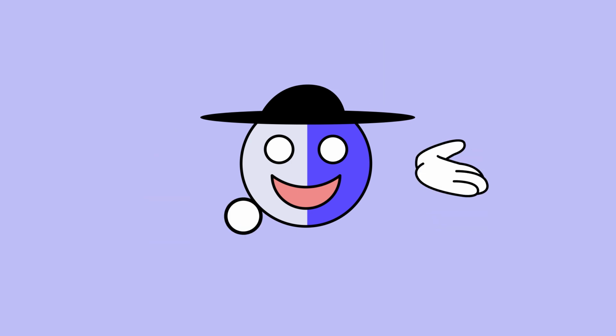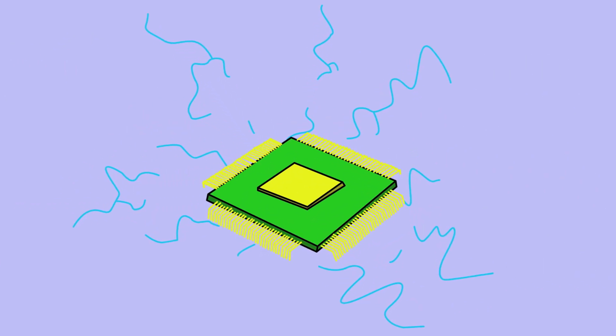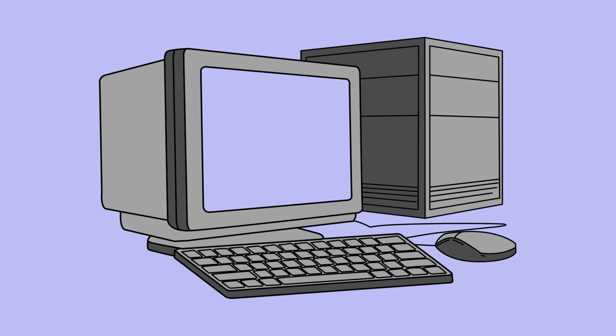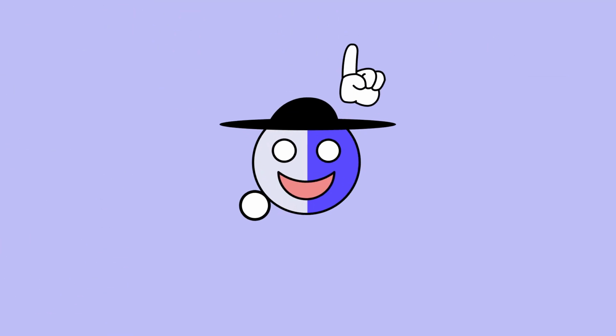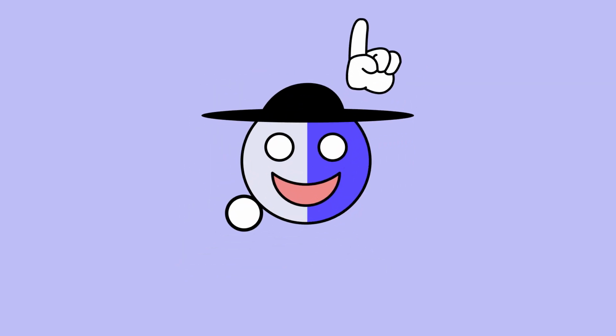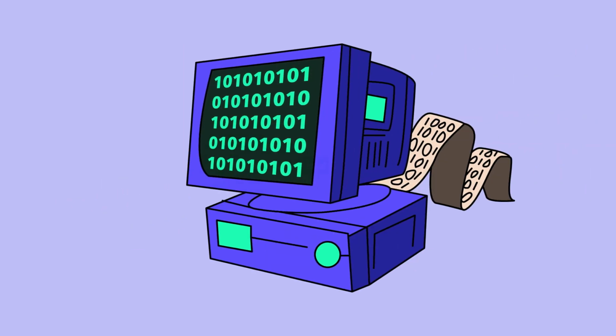First up, we have processing unit and storage devices. These are the internal parts that make the computer work. They process information and store data. Examples include central processing unit, often referred to as the brain of the computer. The CPU performs calculations and instructions.